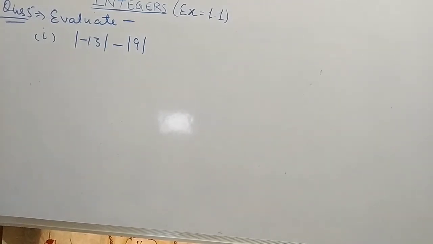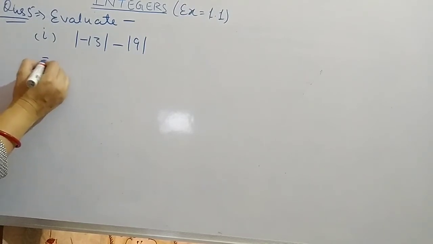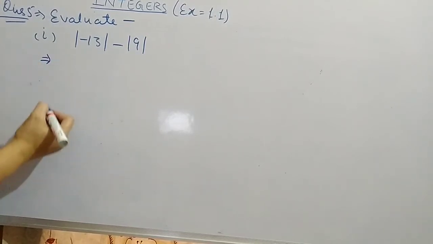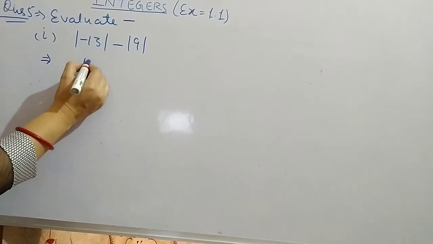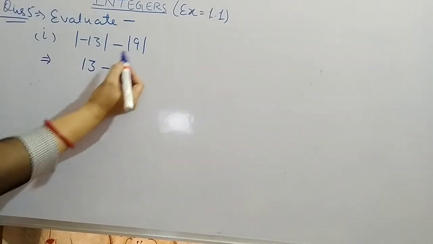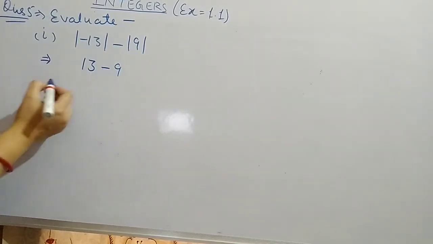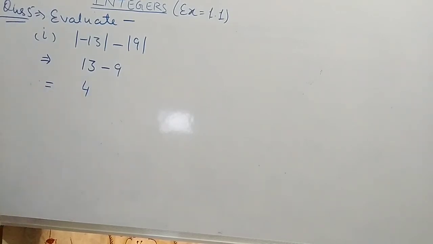Next question number 5, evaluate. First part, modulus value of minus 13, then minus modulus value of 9. So as we know, the modulus value of all the integers, whether it is plus or minus, will be numerical value only. So modulus value of minus 13 will be 13. Then this symbol will come as it is minus, and the modulus value of 9 will be 9. So 13 minus 9 is 4. 4 is here our answer.